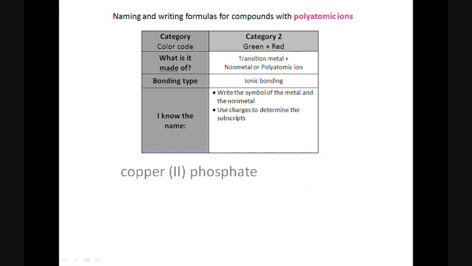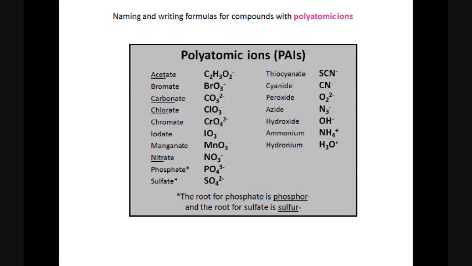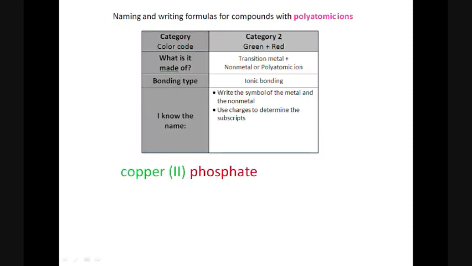Here's a little tougher example, copper(II) phosphate. We've seen a lot of copper compounds, so we know that copper is a green element, and the -ate ending on phosphate gives away that we're dealing with a polyatomic ion. The polyatomic ion list confirms it, and we know that we're working with a green and red compound, so we need category 2 rules for writing formulas.